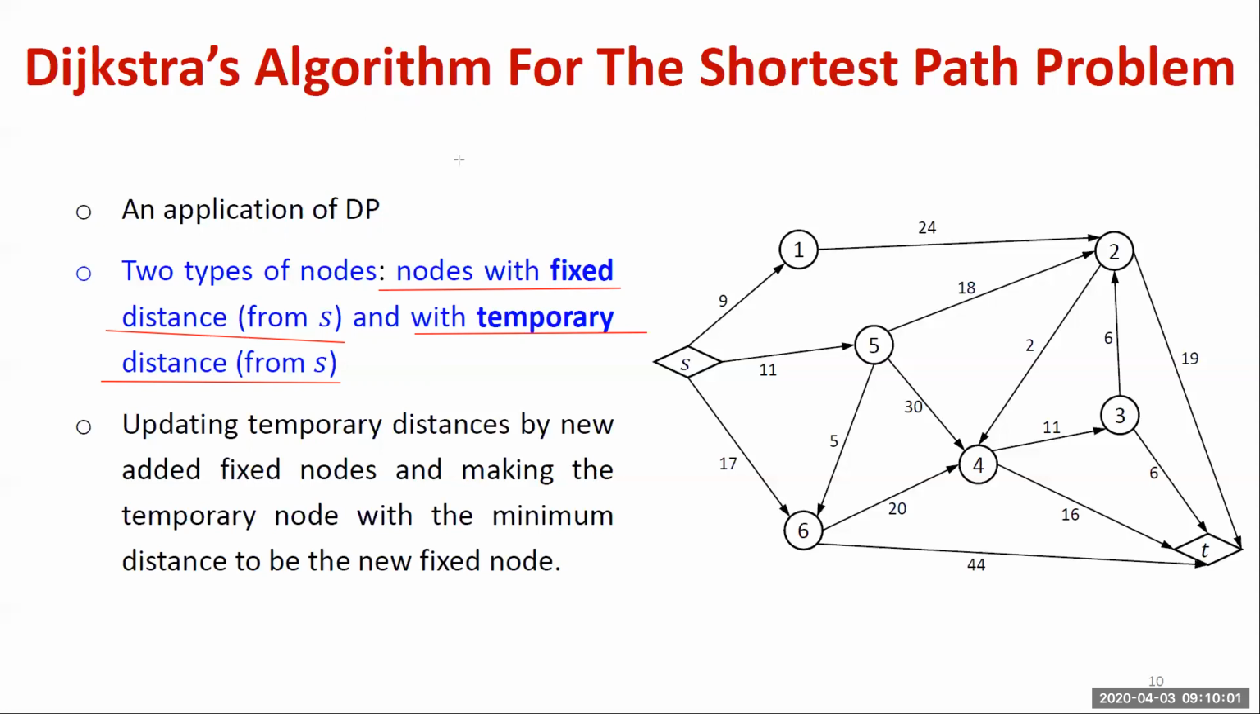And actually, the whole Dijkstra's algorithm consists of only two steps: fix a node, then find the next node and set up its temporary distance, and then fix a node and set temporary distances like this one. So basically, we're updating temporary distances by newly added fixed nodes, and making the temporary node with the minimum distance to the new fixed node.